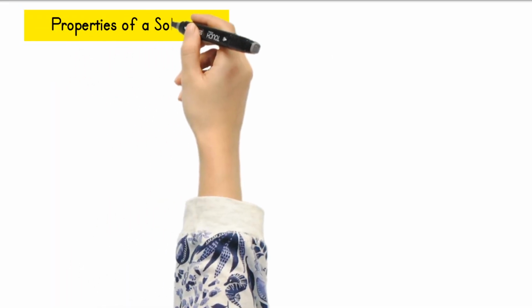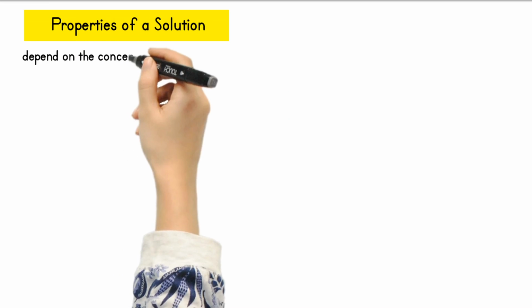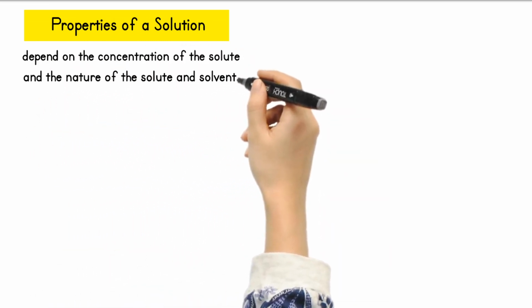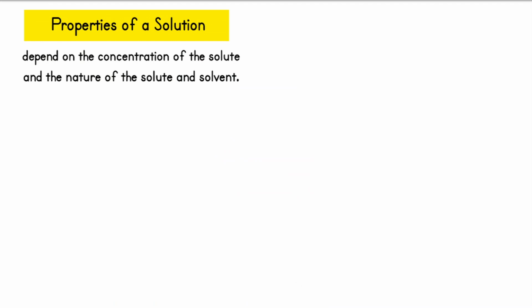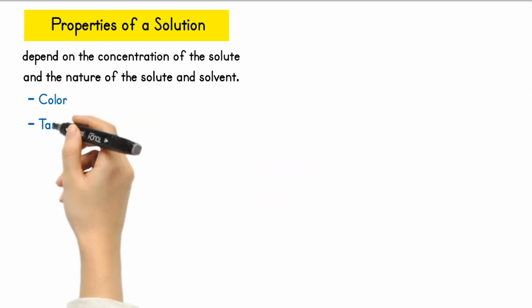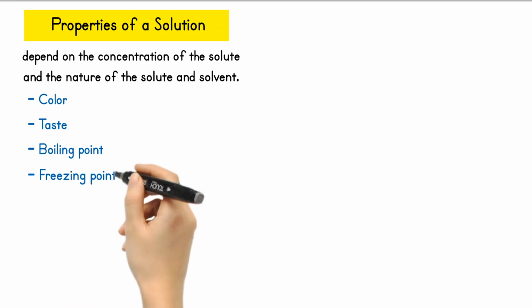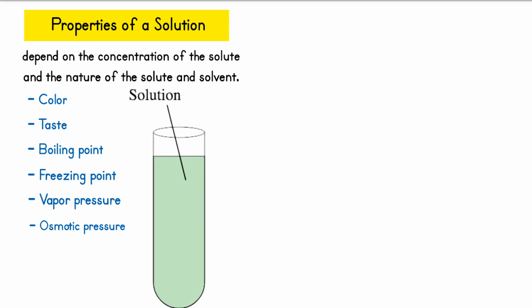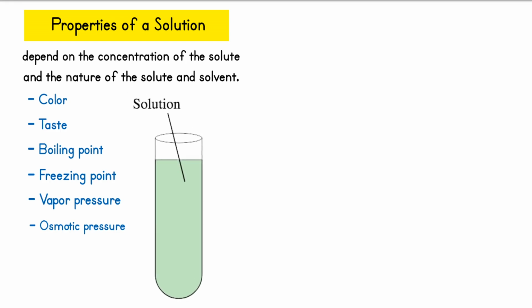Properties of a solution. The properties of a solution depend on the concentration of the solute and the nature of the solute and solvent. The properties of a solution include color, taste, boiling point, freezing point, vapor pressure, and osmotic pressure. These properties can be used to identify the solute and solvent in a solution.